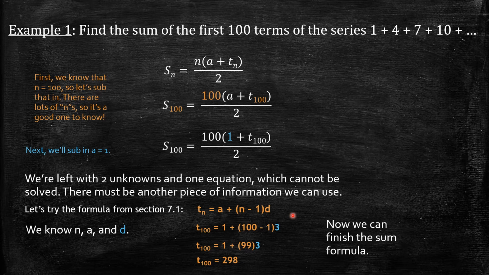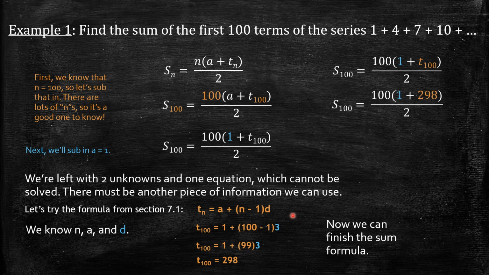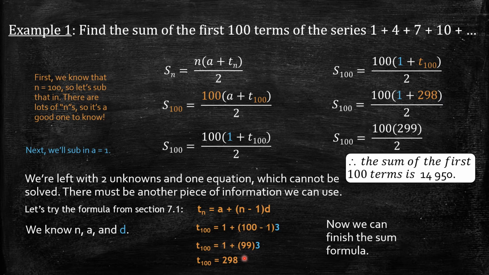So what do we do with the 298? We can finish the sum formula now. There's the sum formula. That's where we got stuck, so we're going back to that spot. But we're putting in 298 for term 100 because we got that down here. Term 100 is 298. And doing a little bit of math, we get, therefore, the sum of the first 100 terms is 14,950.